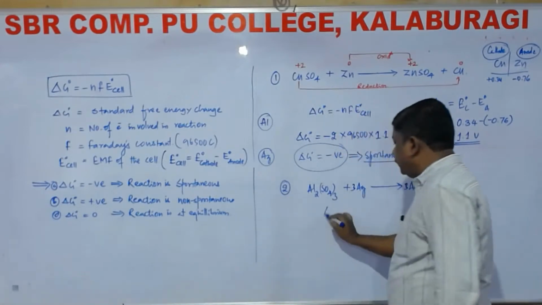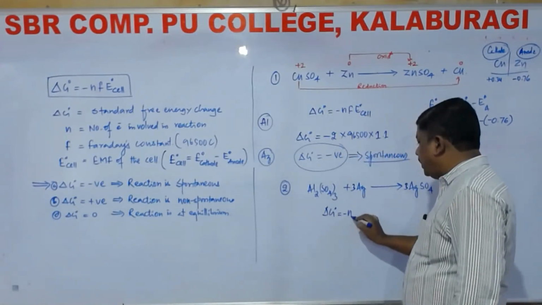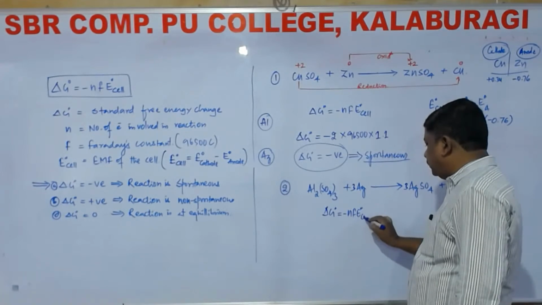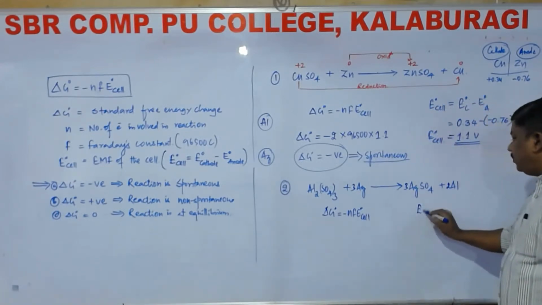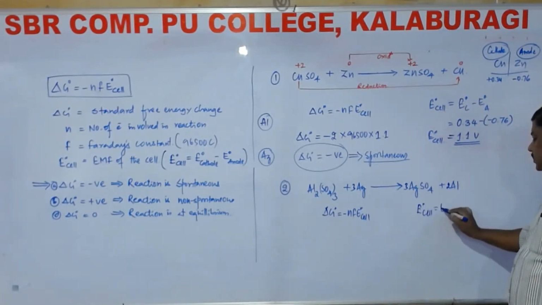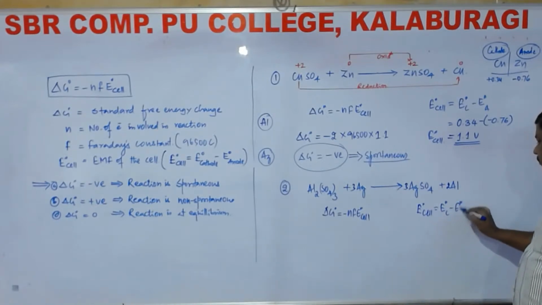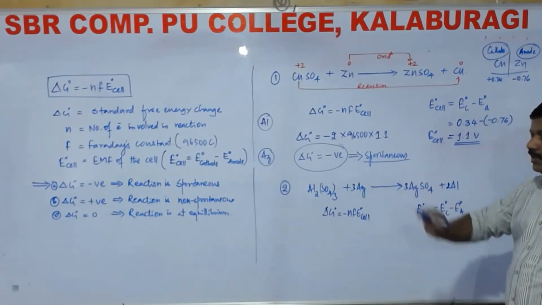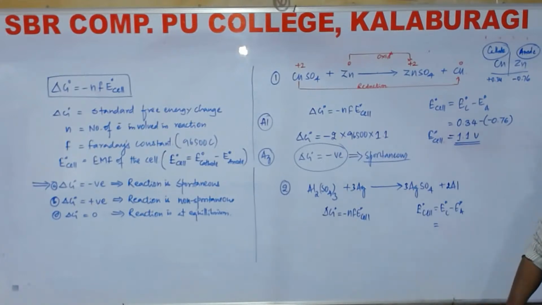By using the formula, delta G naught is equal to minus nF into E naught of this cell. Once again, what's the value of E naught of this cell? E naught of this cell is equal to E naught of cathode minus E naught of what? Anode. Cathode means which one will be there at cathode? Aluminium will be there or silver will be there? This is aluminium, this is going to be silver. Between these two, which one undergoes oxidation easily? Aluminium. Oxidation means it is going to be present at anode. This is going to be present at cathode.